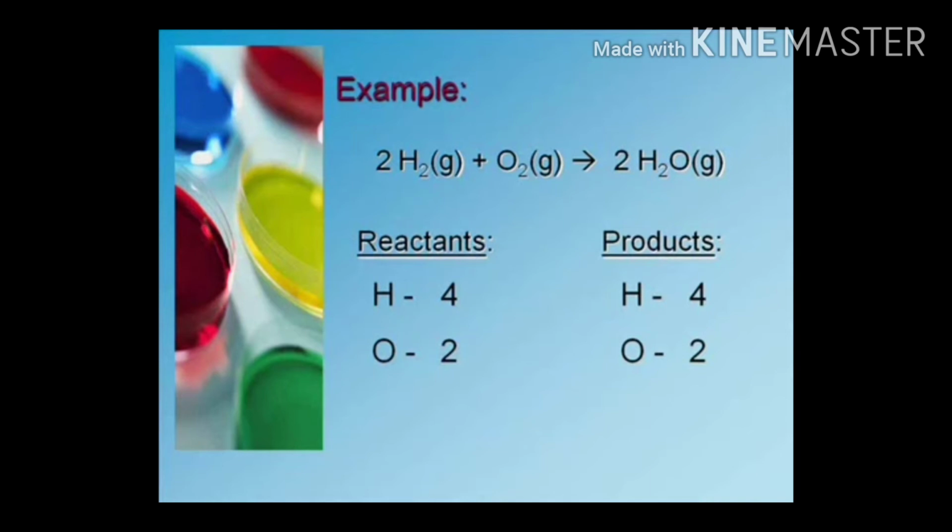And similarly, in the case of oxygen, the number of oxygen atoms in the reactants is equal to the number of oxygen atoms on the product side. So this is applicable to all chemical equations. This particular type of equation we call a balanced chemical equation. So this was according to the law of conservation of matter.